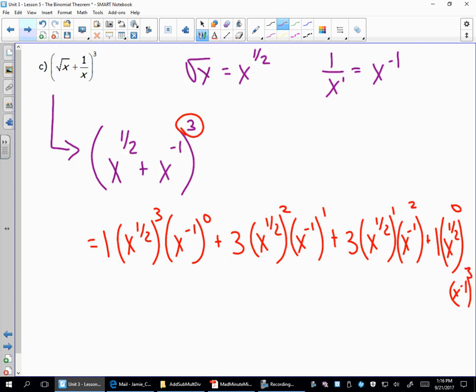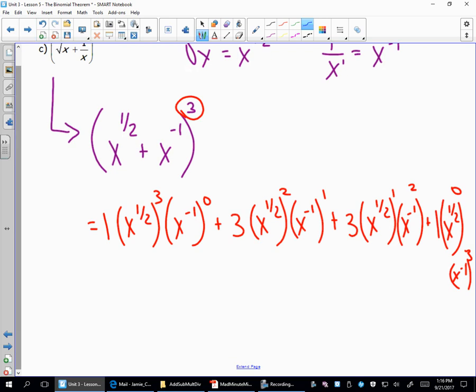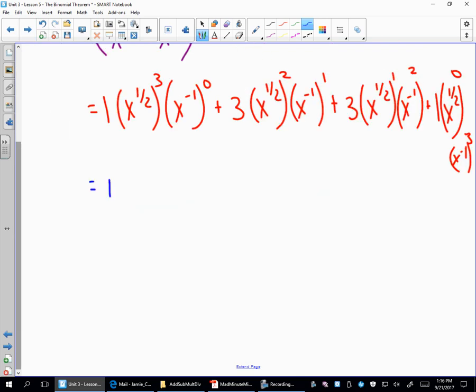Okay, there's your parts. Let's calculate each part separately. So 1 is 1. Now here I got a power to a power, which means I have to multiply these exponents together. So 1/2 times 3. Well, you can use fractions if you want, so 3/2, or if you want to do decimals, that's 1.5. Power of 0 just comes out to 1.